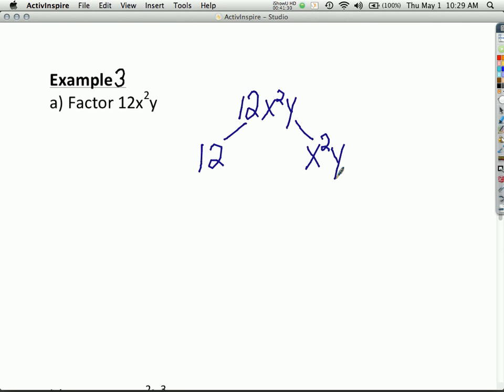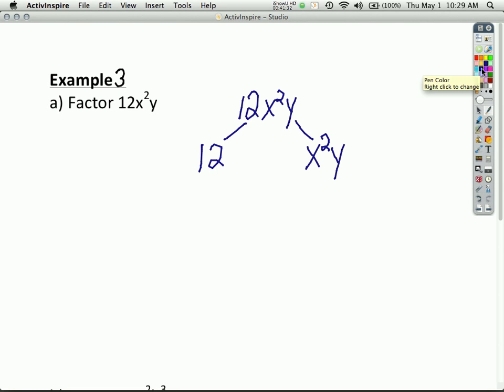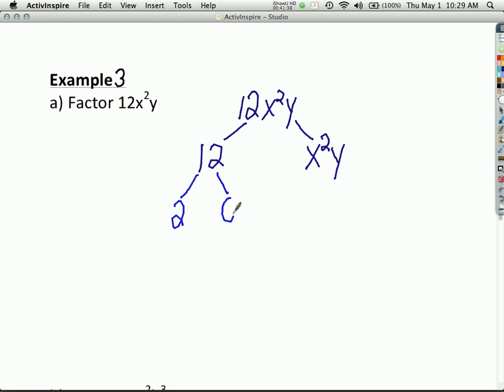So let's start with 12. I need a factor pair for 12. Here, 2 times 6. 2 is prime, 6 is not. What's the factor pair for 6? Tatiana? 2 times 3. And so now I've got all prime numbers, so I'm done.